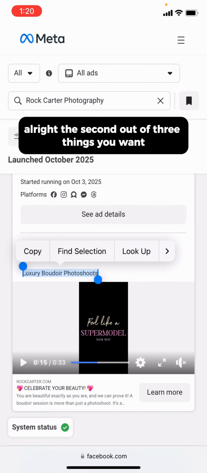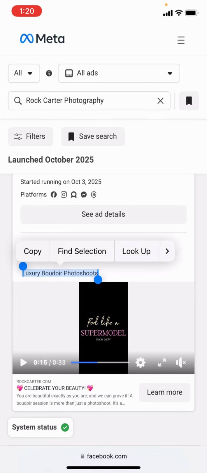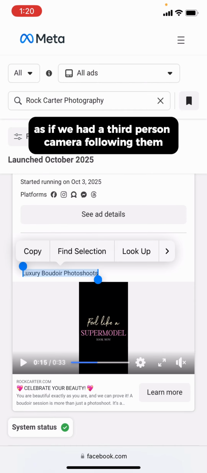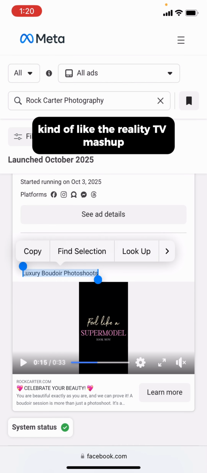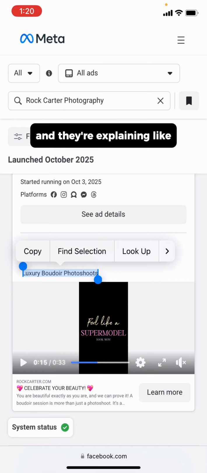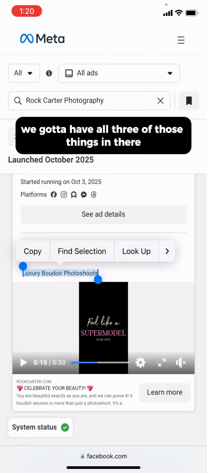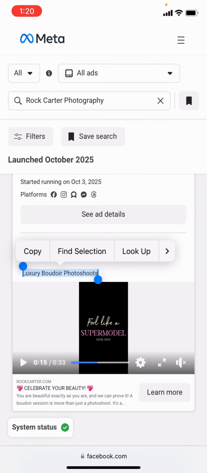All right, the second out of 3 things we want in the body copy is a story/narrative. This is basically like writing the movie script as if we had a third person camera following them, recording their day. And then you kind of like the reality TV mashup where they're face on the camera explaining what they were thinking, what they're feeling based on the most recent clip. We've got to have all 3 of those things in there: what's going on, what they're thinking, what they're feeling.